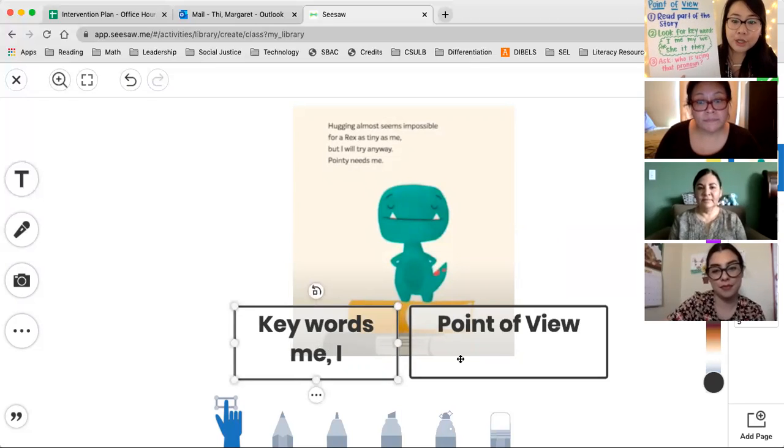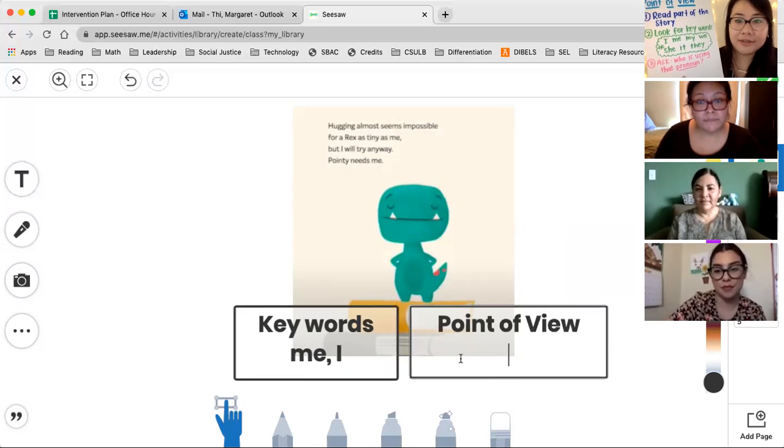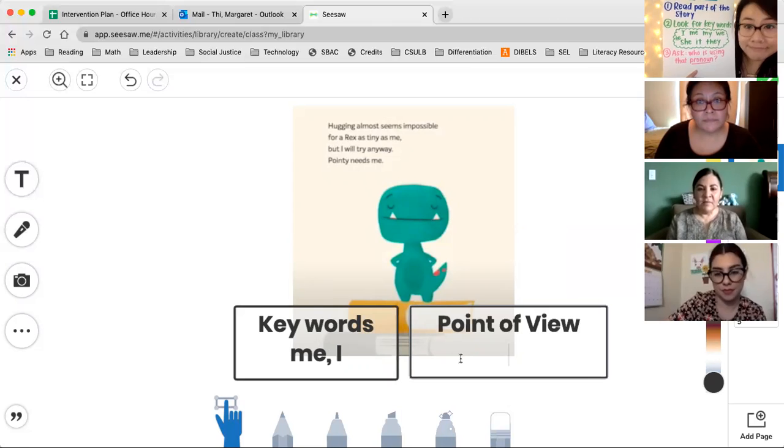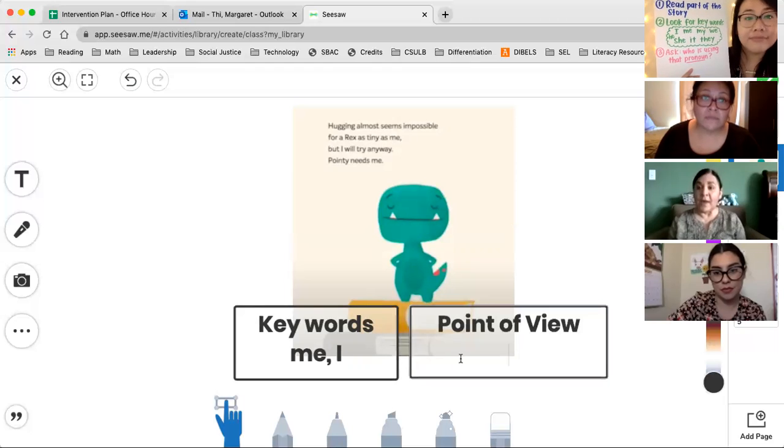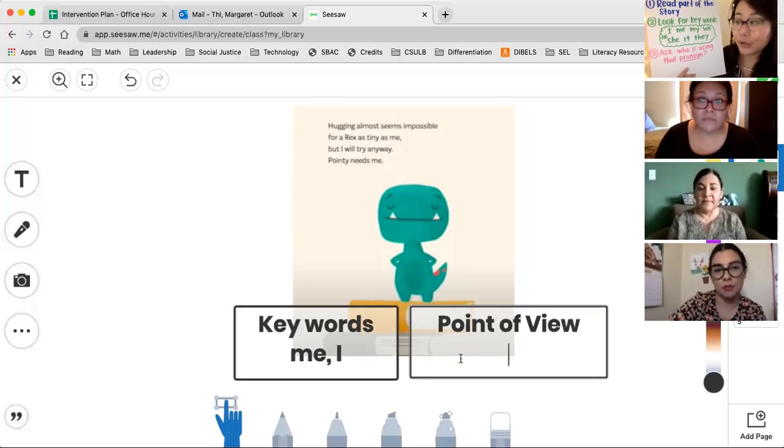So Miss Hernandez, whose point of view is this written in? I think it's Tiny T again, because when I'm looking at the word I will try anyway, we're looking at Tiny T, who's trying to find a way to hug his friend. Perfect, because we were asking ourselves, who's using that pronoun?